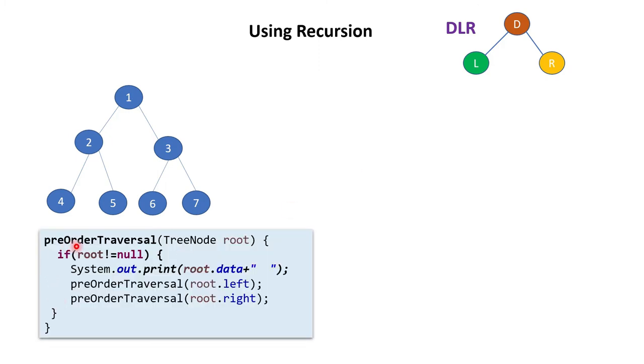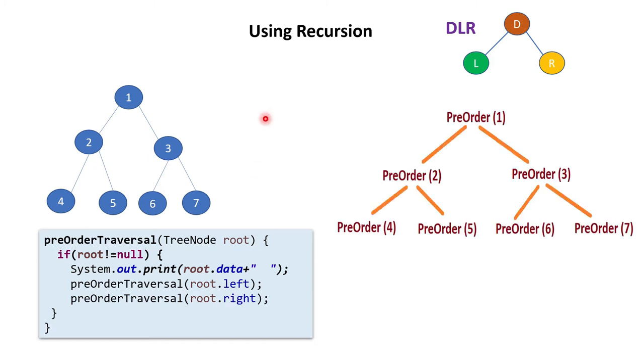This is my pre-order traversal program, where it will accept the root. First I will check that the root is not null, then I will first print the root data, that is the D. Then we will make a recursive function call again to left, then right. If you look at the recursion tree here, it also follows the same thing. Suppose 1 is my root node here. I came to this function, and it is obviously not null, then I print the data. Then I am again calling this function using root.left, that is 2.